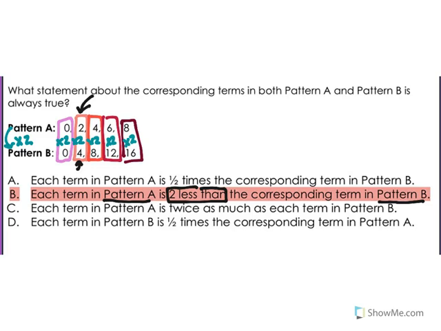This statement has to be consistent for all the other corresponding terms. So these two, and these two. That is not true. 4 is not 2 less than 8. 6 is not 2 less than 12. 8 is not 2 less than 16. If they said 2 times less, that would be different. But this is like suggesting subtraction, like 12 minus 2 gives us 10. Okay? So 2 less would mean that we're subtracting 2 as a rule, and that's not what was happening.